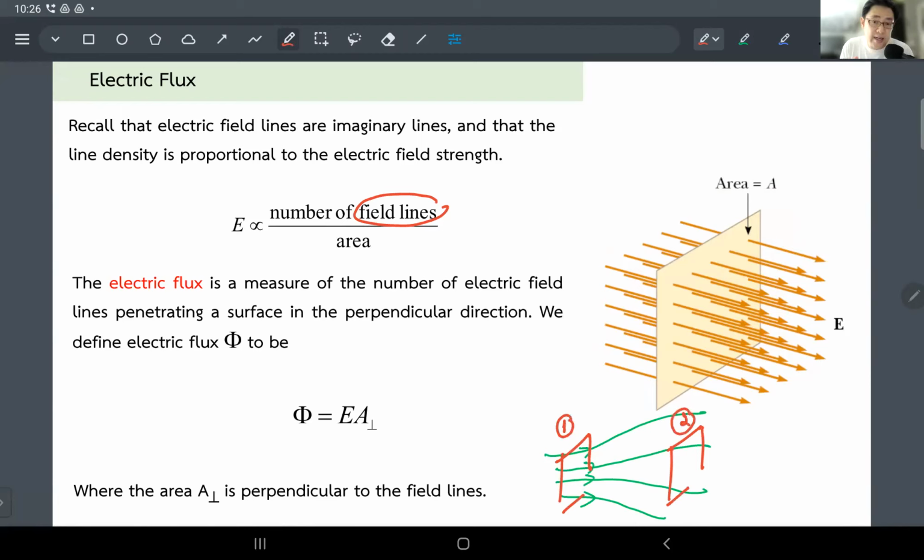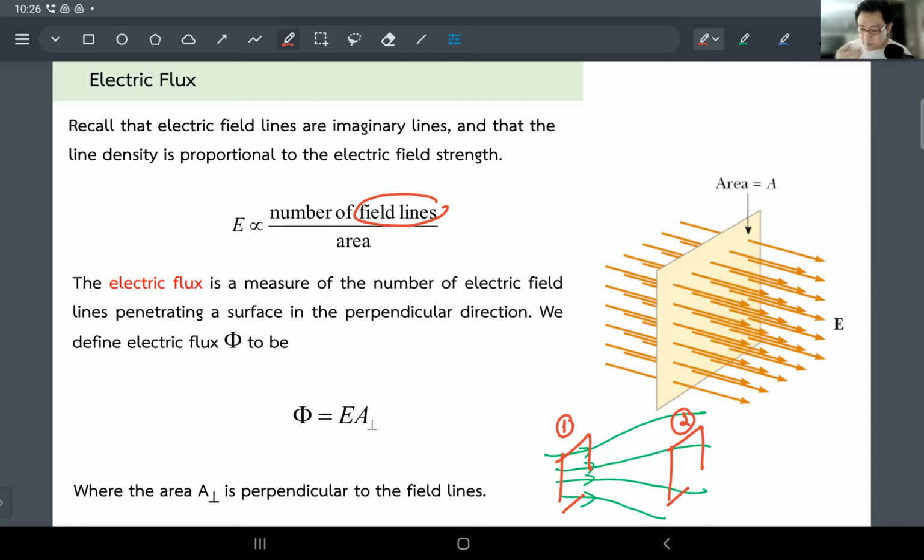You guys can tell right away that the strength of the field at location number 1 is going to be higher than at location number 2. Does that make sense? Right? So everyone can solidly agree with me that the electric field at point number 1 is stronger than at location number 2 because the line density is higher at location number 1. Cool. Okay. That one you guys agree.